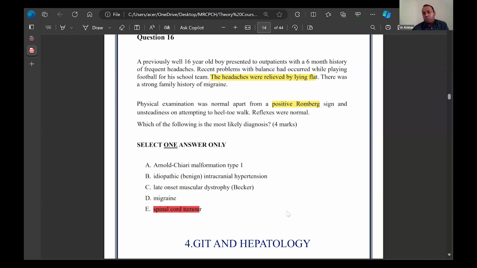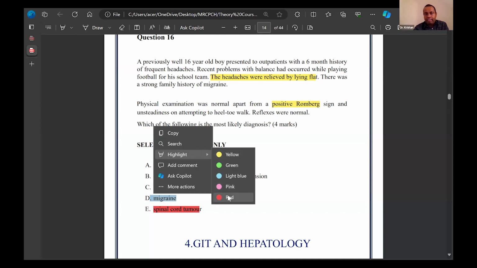Migraine is unlikely to cause neurological manifestations like a positive Romberg sign and an inability to walk on tiptoe. Those are classic neurological features. Here we need to think of an organic neurological problem rather than non-organic causes like migraine. So this is unlikely. And then what?